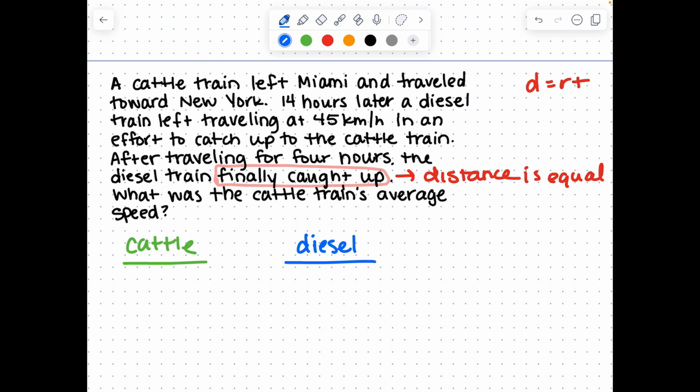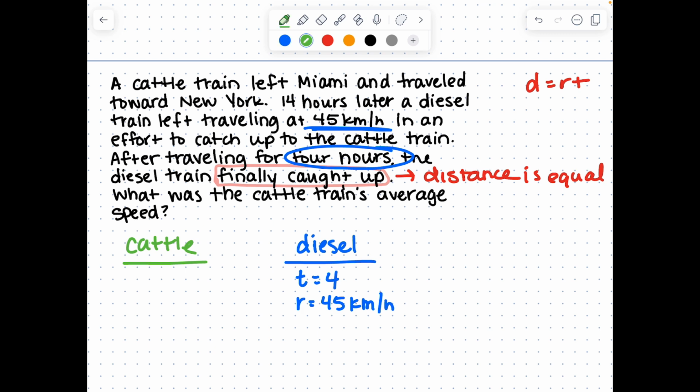So when we think about the time, after traveling for 4 hours, the diesel train finally caught up. So it leaves, it's been traveling for 4 hours, so the T is 4 for the diesel train. And they give us the speed for that one. So the rate is 45.